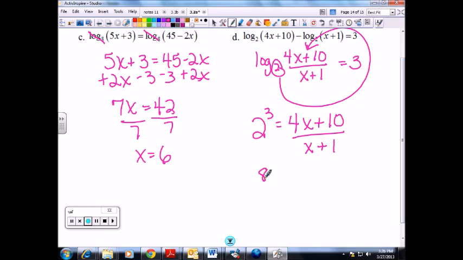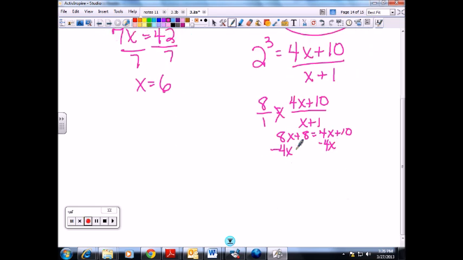equals 4x plus 10 over x plus 1. So that's 8 over 1, and I'm going to cross multiply. So 8x plus 8 equals 4x plus 10. Minus 4x, minus 8, minus 8, so that'll be 4x equals 2, divided by 4, x equals a half.